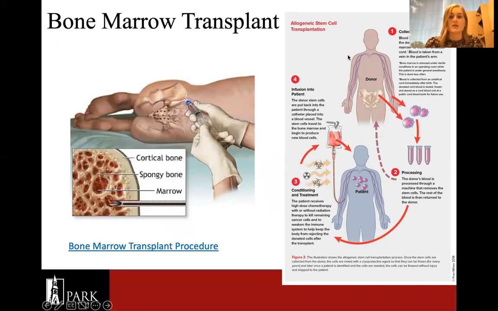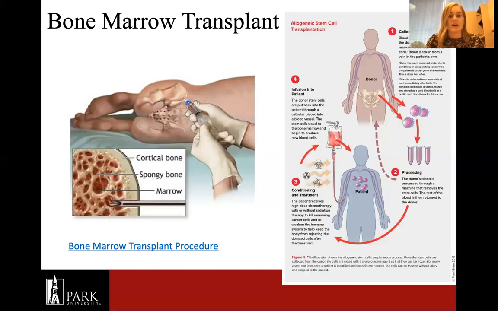The diagram you see on the right-hand side of your screen. What they do is they collect the cells from the donor, like you see on the left-hand side. They stick that needle into the bone. They typically go from your iliac crest, which is the top of your hip bone or your coxal bone, and they're going to remove that blood. They then put that blood through a machine that's going to remove specifically stem cells, and then the rest of that blood is returned back to the donor. They are only looking for stem cells from that bone marrow from the donor. They then send those stem cells from the bone marrow to the patient who is in need.